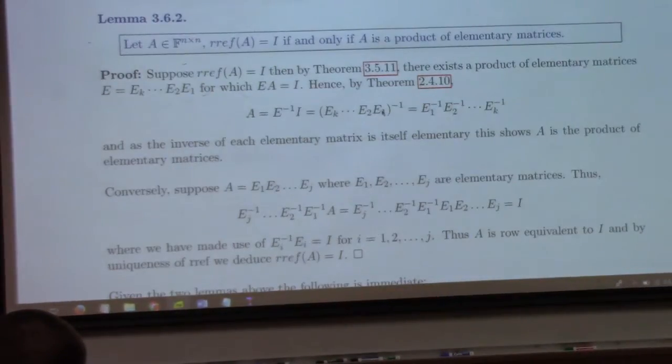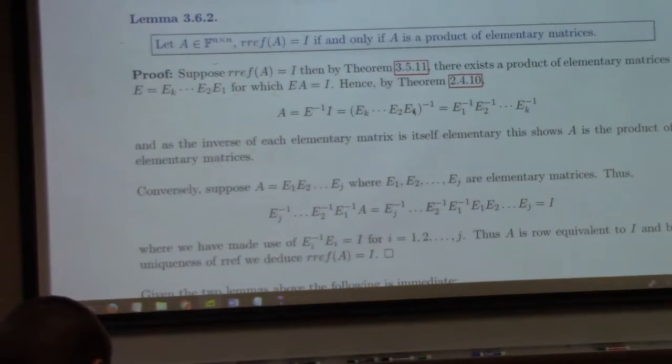Next up, the reduced echelon form of A is equal to I if and only if A is the product of elementary matrices. So let's see here. How did I prove that? I proved it a different way. I mean, we've already proved that.